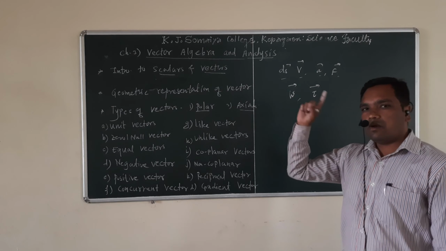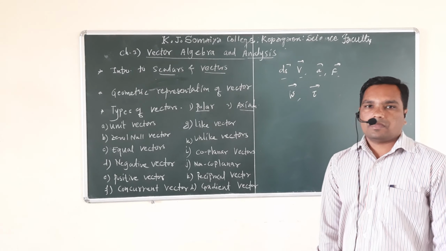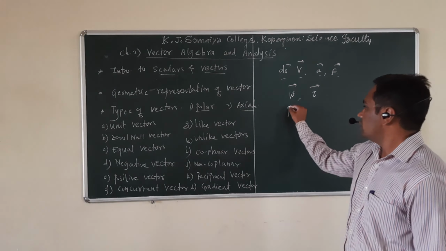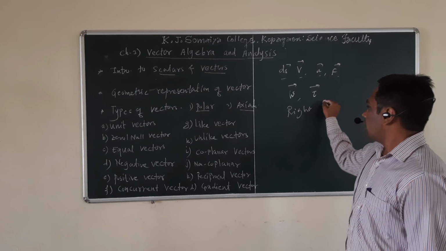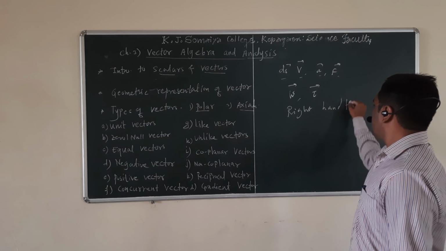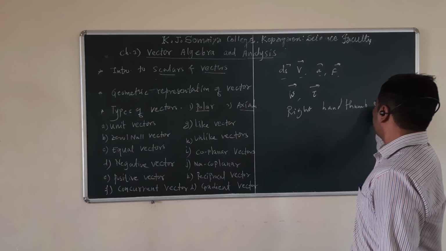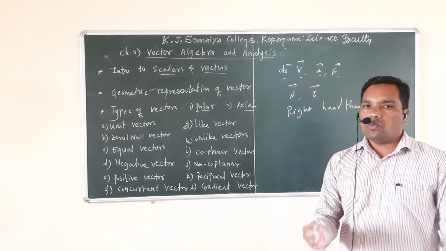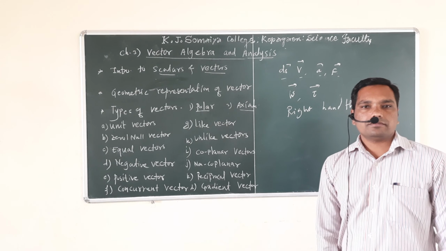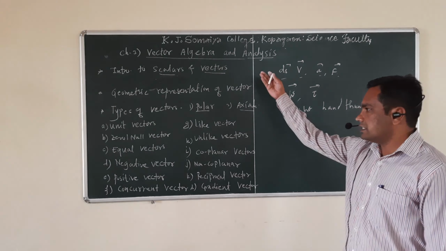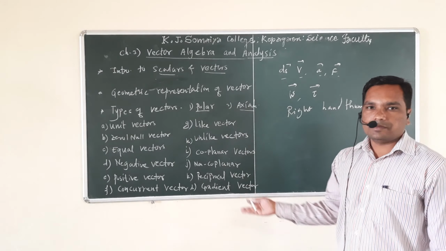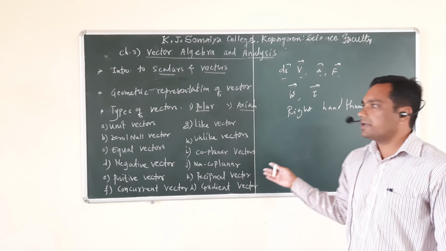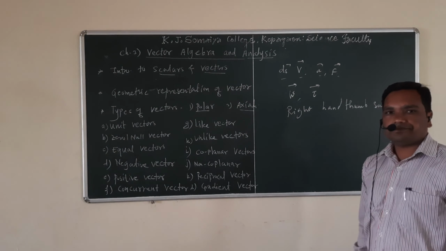Those are the examples of axial vectors. Now how to find out the direction of axial vectors? For finding the direction of axial vectors, we have to use the right hand thumb rule. How do we use the right hand thumb rule? We are just recalling all these points. You already studied all these points.